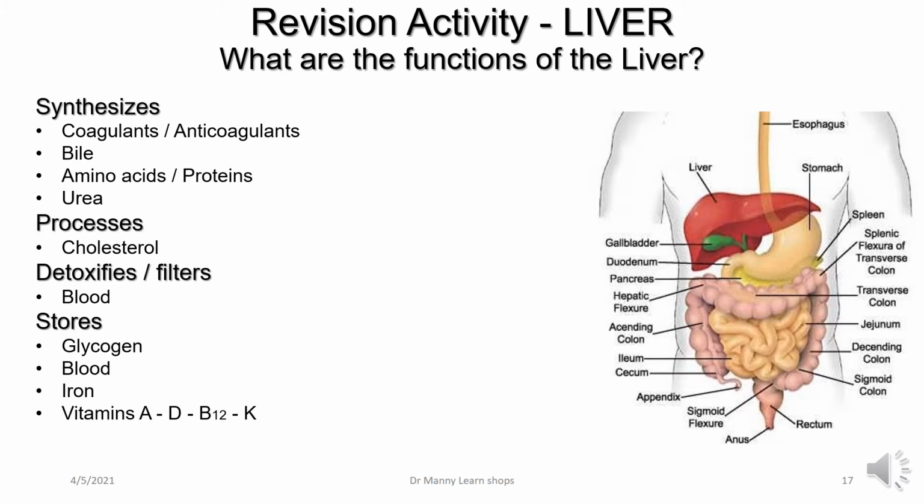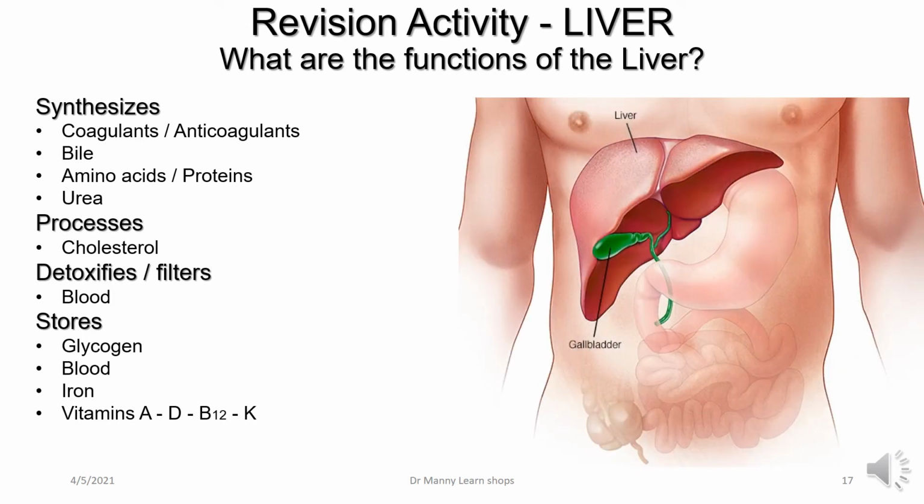It processes cholesterol. It gets rid of LDL via HDL. LDL is low density lipoprotein. HDL is high density lipoproteins. It makes sure that you don't have too much cholesterol. However, if you don't have enough cholesterol, which you need, cholesterol is actually a building block of the body. It will produce the cholesterol if you're deficient. It detoxifies or filters the blood. It stores glycogen, also blood, iron, vitamins A, D, B12 and K. It has more functions than those, but they're the main functions.